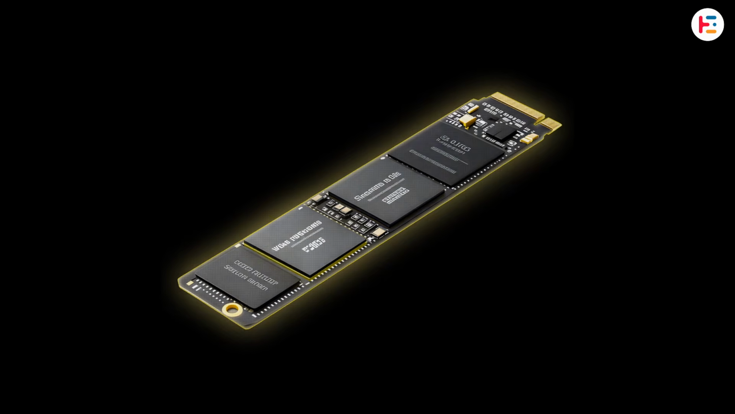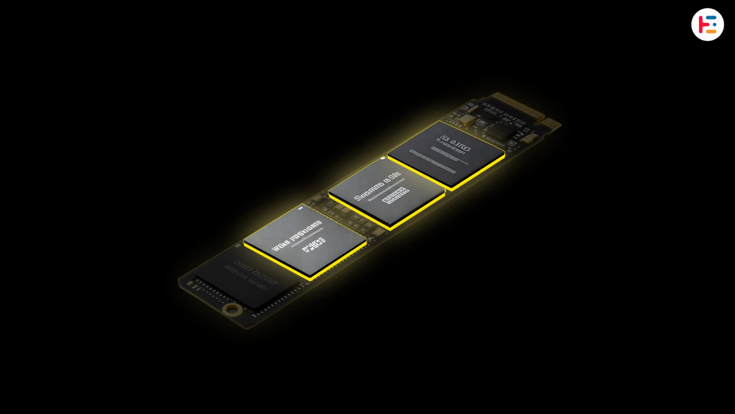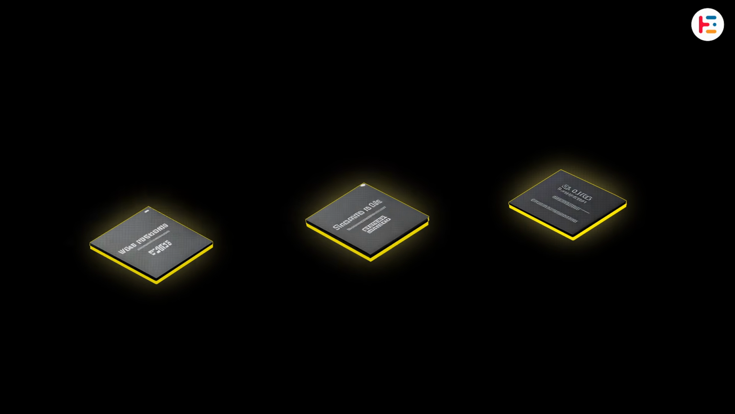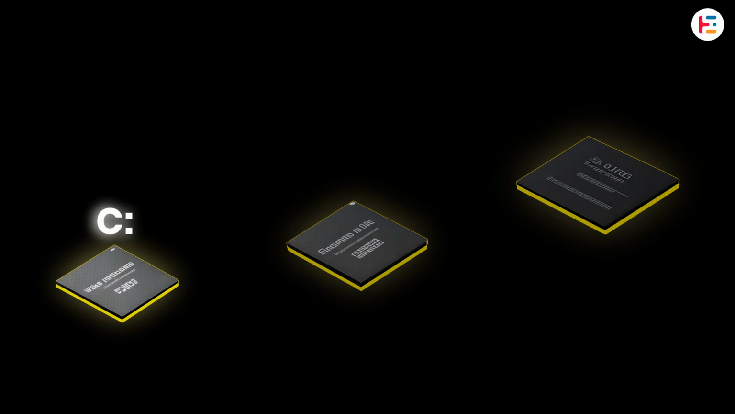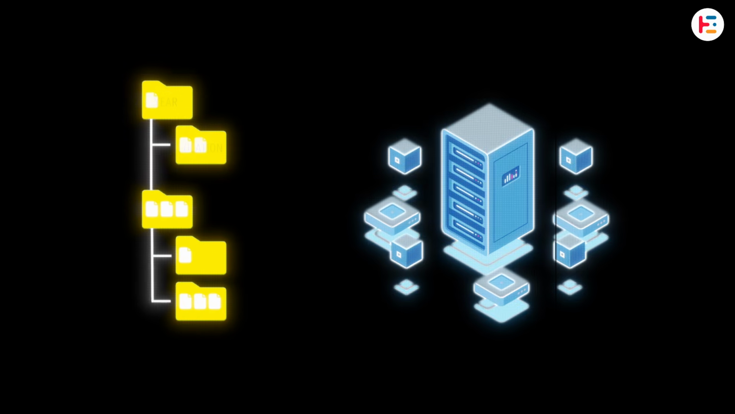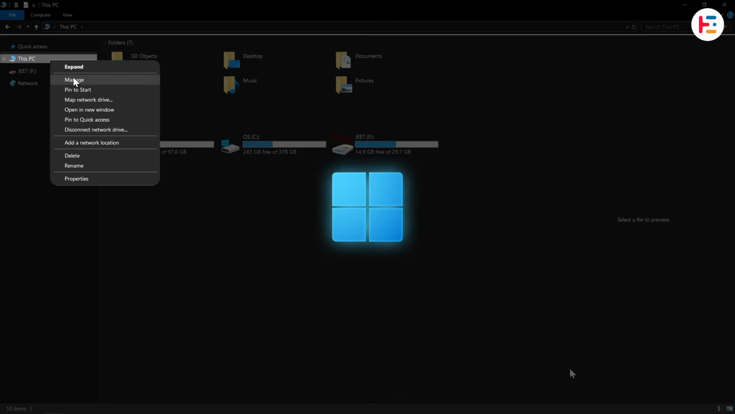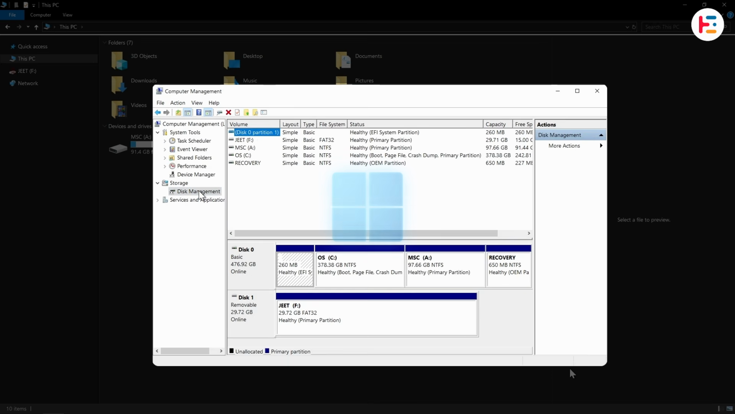A partition is like dividing one hard drive into separate rooms, where each section acts as its own independent drive, such as C, D, or E. This helps organize files, keep the operating system in one spot, and store data elsewhere. In Windows, you can create partitions using the built-in disk management tool.